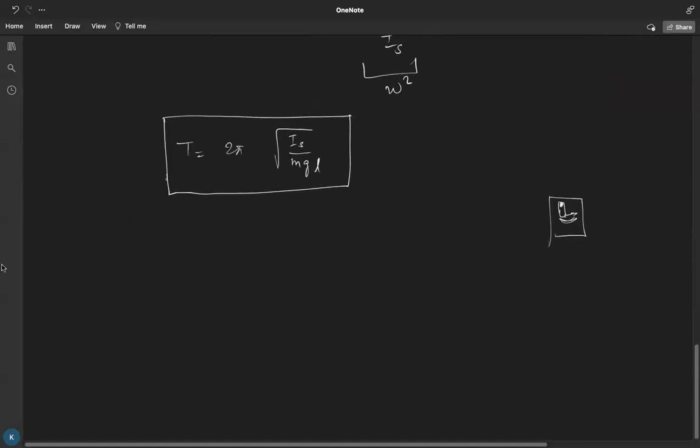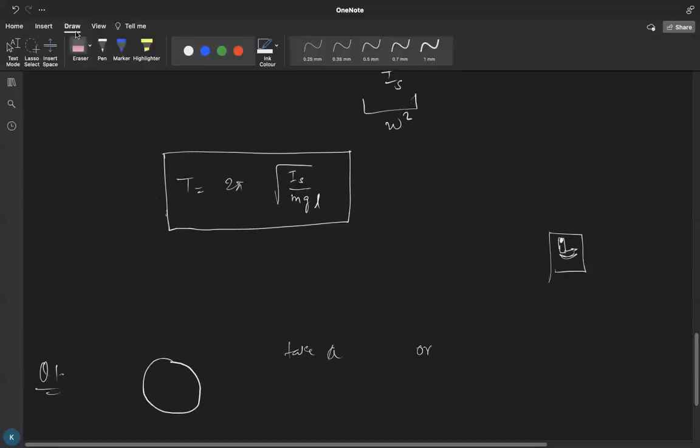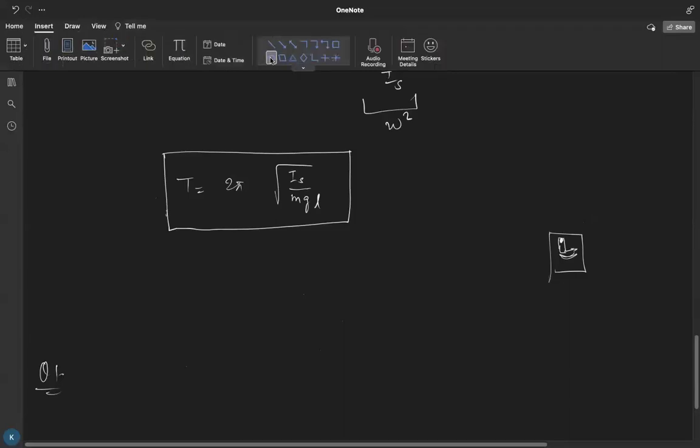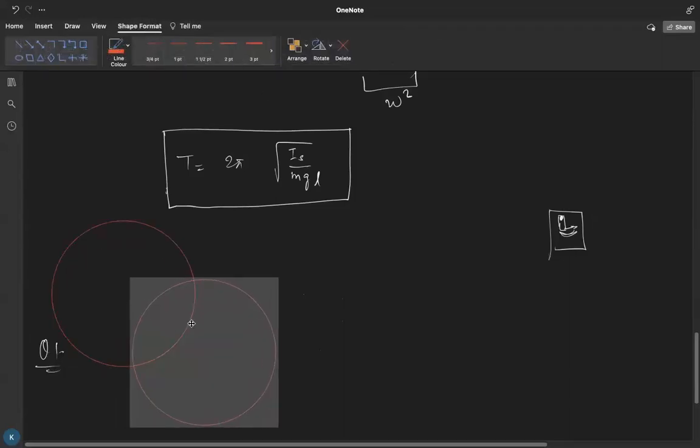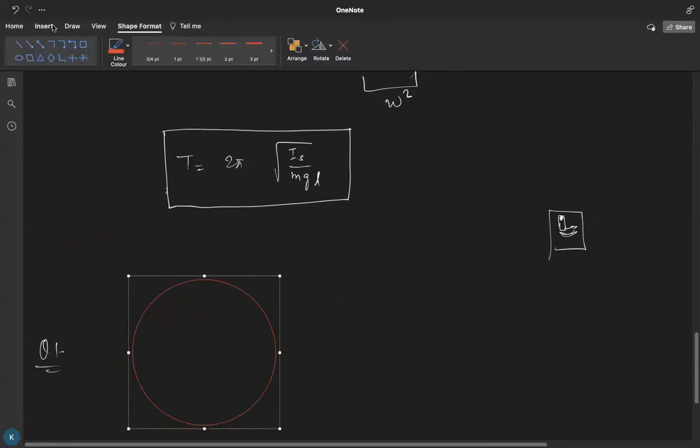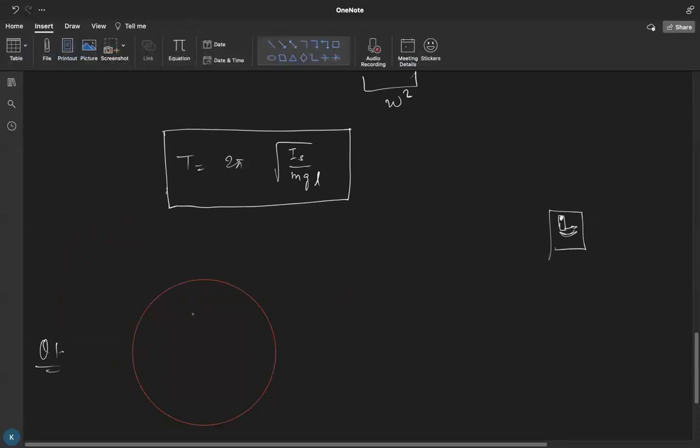So what I'm doing, let's take a ring. Okay, question 1. I'm assuming there is a, or take a bangle, right? Take a bangle, or let me draw it here with the help of that, so that it will be more clear to all of you. Let's take the red color. Okay, so I'm taking a bangle here, and I am taking this as a suspension point.